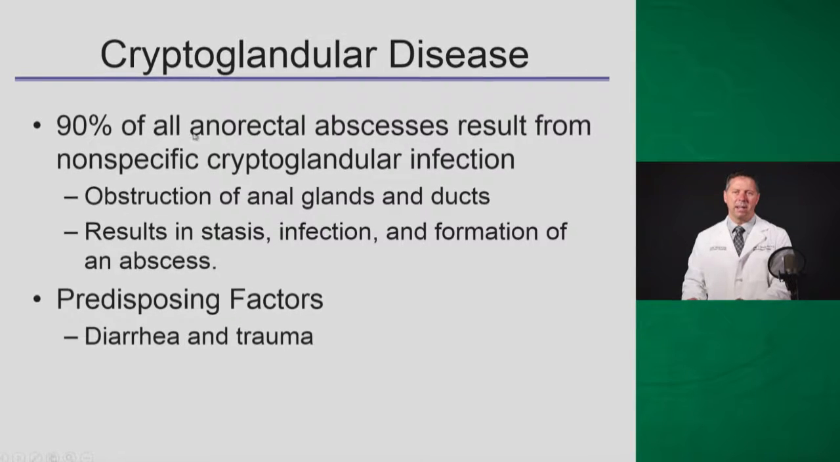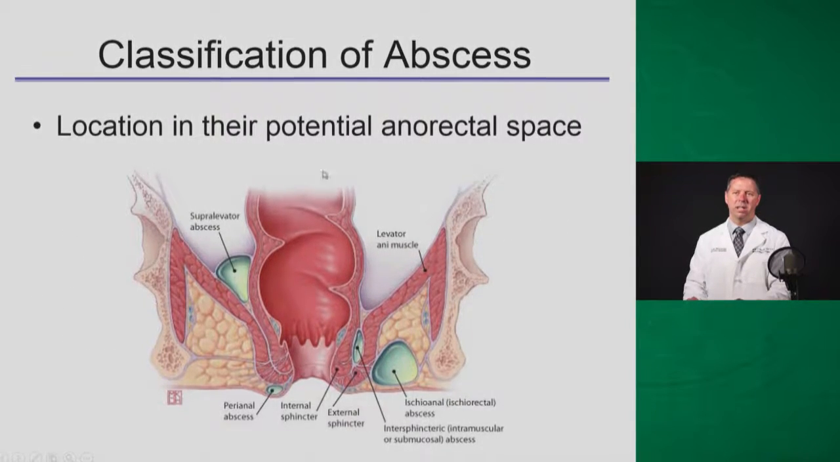Cryptoglandular disease, this is anorectal abscesses. It warrants just a brief discussion. 90% result from nonspecific cryptoglandular infection: obstruction of the anal glands and ducts, stasis, infection, formation of an abscess. Predisposing factors are diarrhea and trauma. Bad luck as much as anything. Location in the potential anorectal spaces is important to think about as we consider treatment.